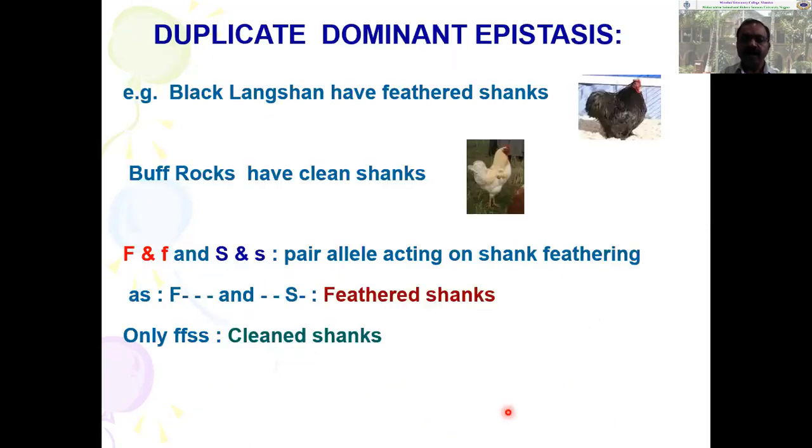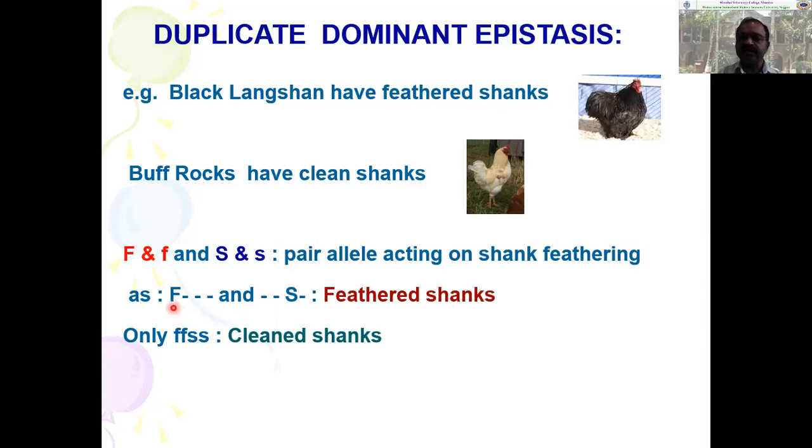It means either of the alleles, suppose it is governed by 2 pairs of alleles. Let's say, for example, for feathered we have capital FF for feathered shanks, and we have another alternate pair of alleles, small SS, which represents the non-feathered or clean shanks. So capital F and small f and capital S and small s are the pairs acting on shank feathering. Since it is a duplicate dominant epistasis, at both alleles, whenever they are dominant in nature, they will mask the expression of their own allele as well as the non-allelic pair.